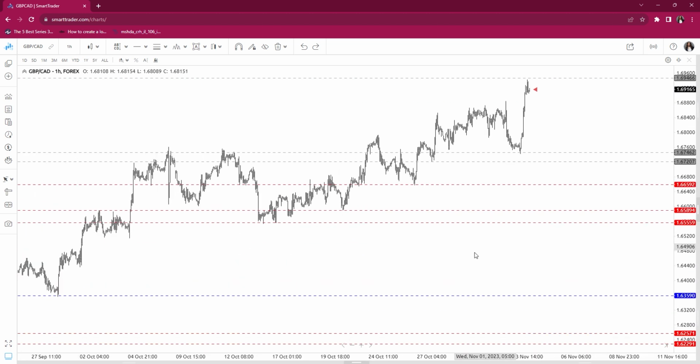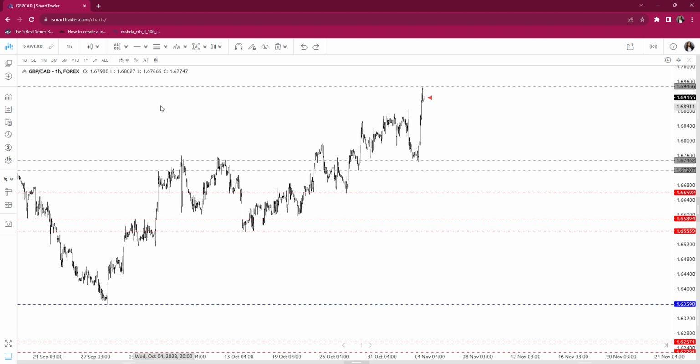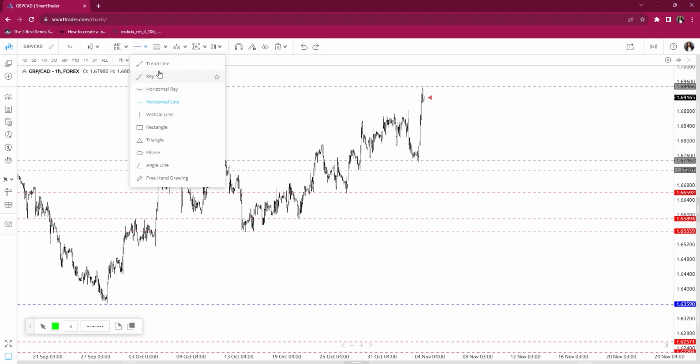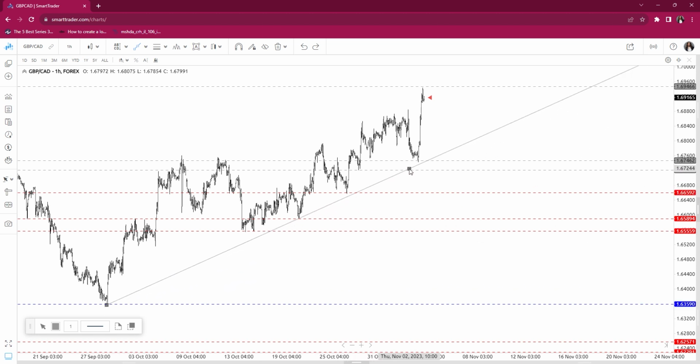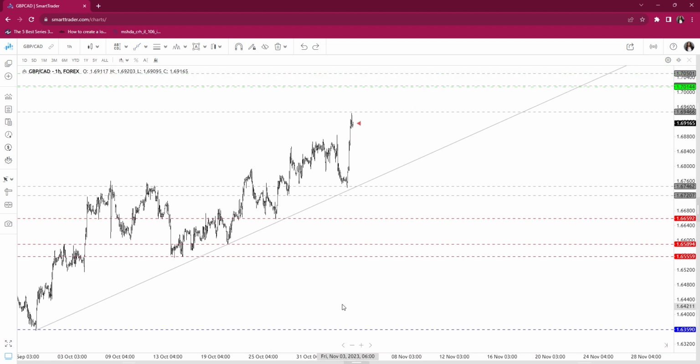Okay. So what I'm looking for, I'm going to take my ray and I am going to draw from the last low to the next low, which is here. And then let me grab the smart trend line. Yep, I'm going to do that. So I'm going to go from here to here. Is that right? Let me see. Oh, I got some interesting stuff going on, don't I? Let me move this down.